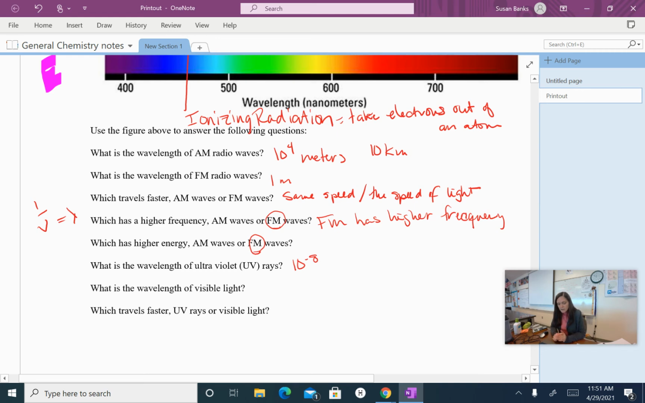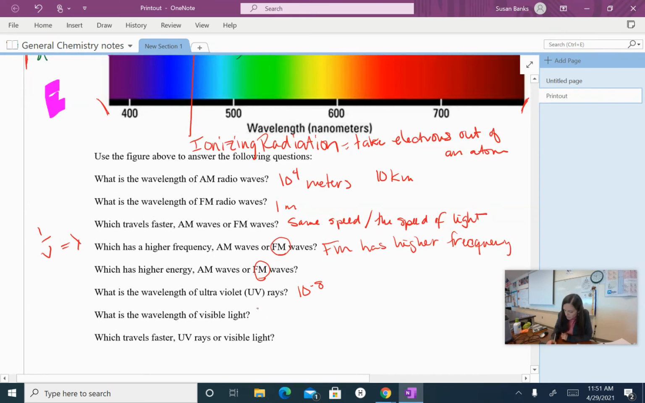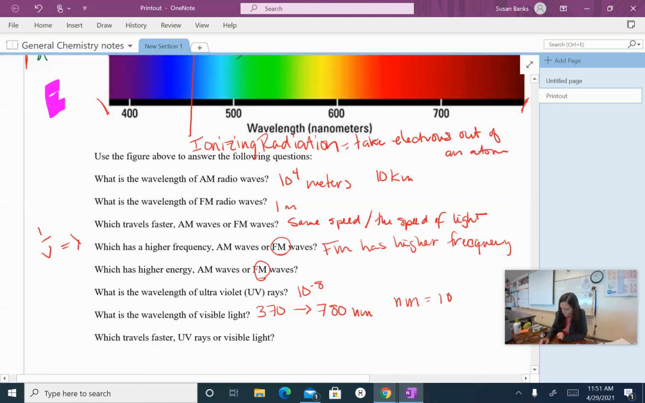Okay, what's the wavelength of visible light? If we look at visible light, we have from about 370 to about 780 nanometers. And nanometers are 10 to the negative 9th meters. So they're really, really small. So there are a billion nanometers in 1 meter.